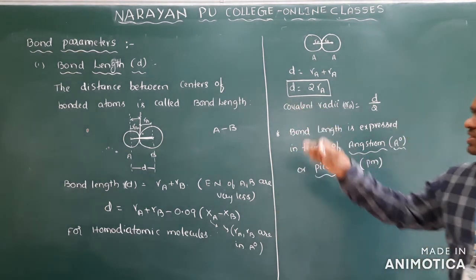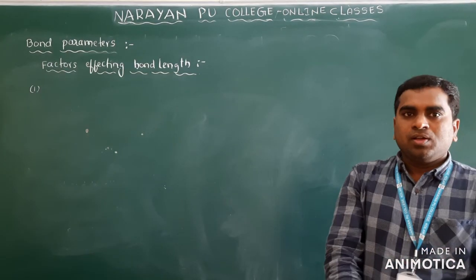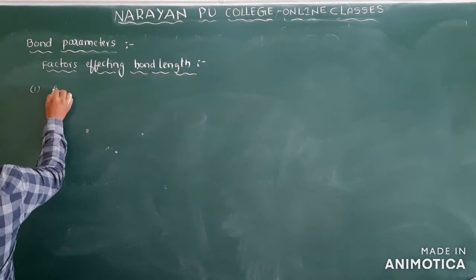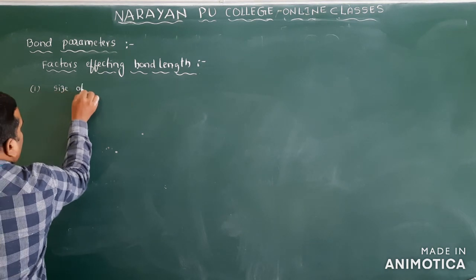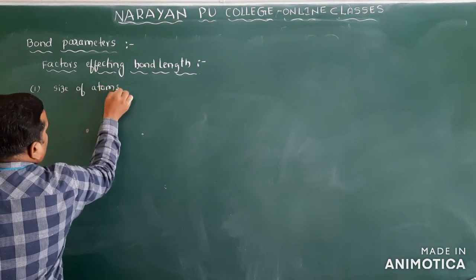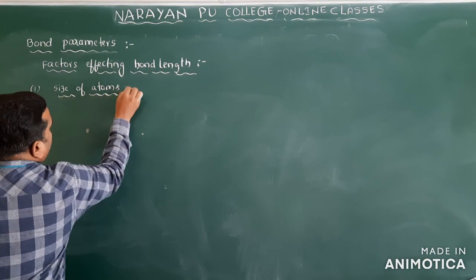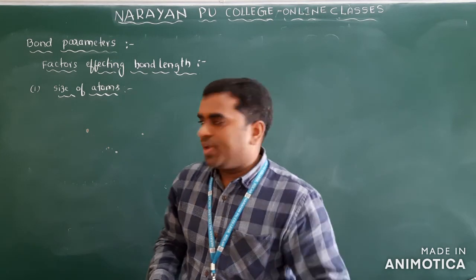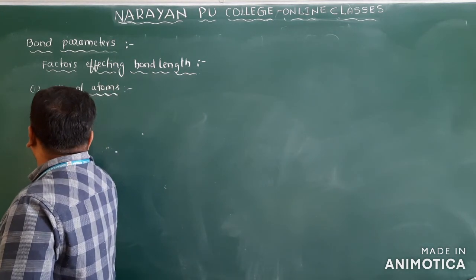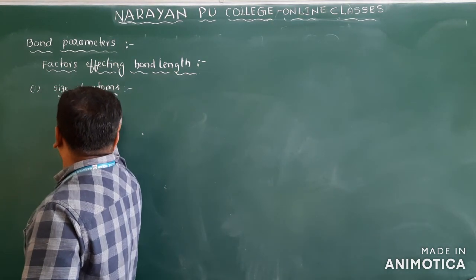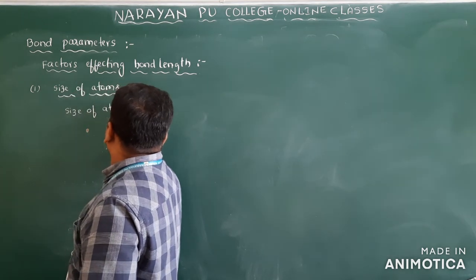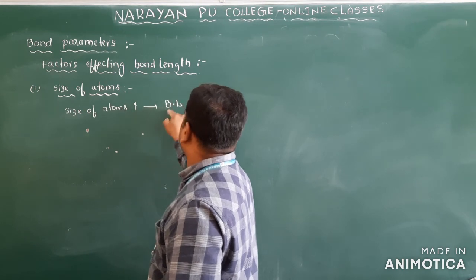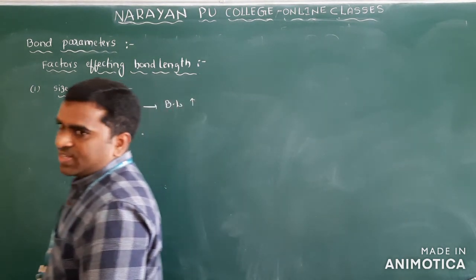Now we will discuss the factors affecting the bond length. So the first one is the size of the bonded atoms. Clear? As the size of atoms increases, automatically bond length also increases. So as the size of atoms increases, bond length also increases.